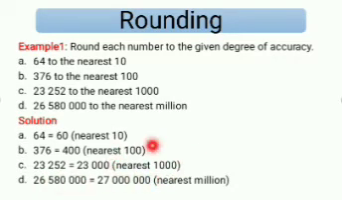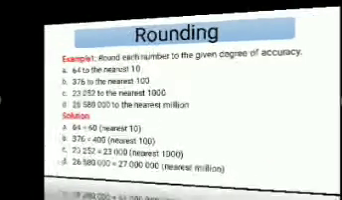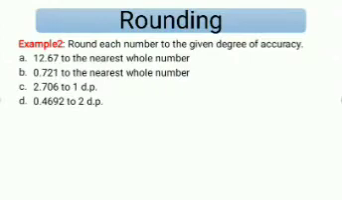So if this one is clear, this is how to convert a number to the nearest 10, 100, 1,000, and million. Now let's look at example 2. Round each number to the given degree of accuracy. So 12.67 to the nearest whole number. This one to the nearest whole number as well. This one to 1 decimal place, and this one to 2 decimal places.